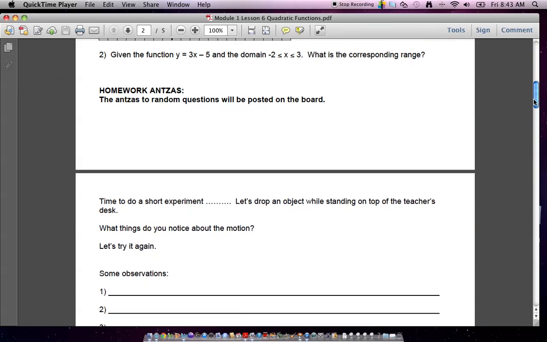Okay. Oh, we have a second question on the do it. Given the function y equals 3x minus 5 in the domain, what is the corresponding range?